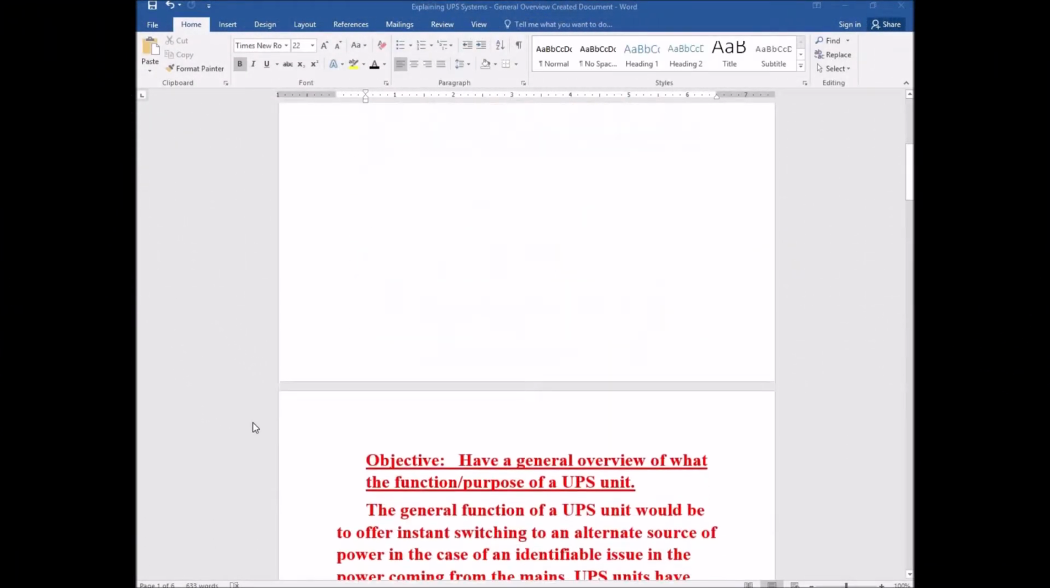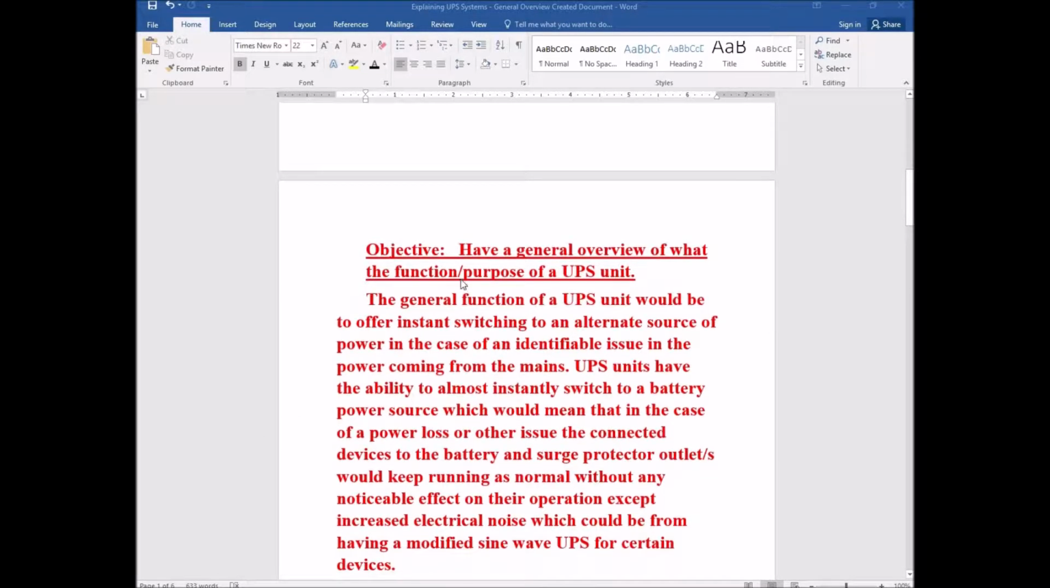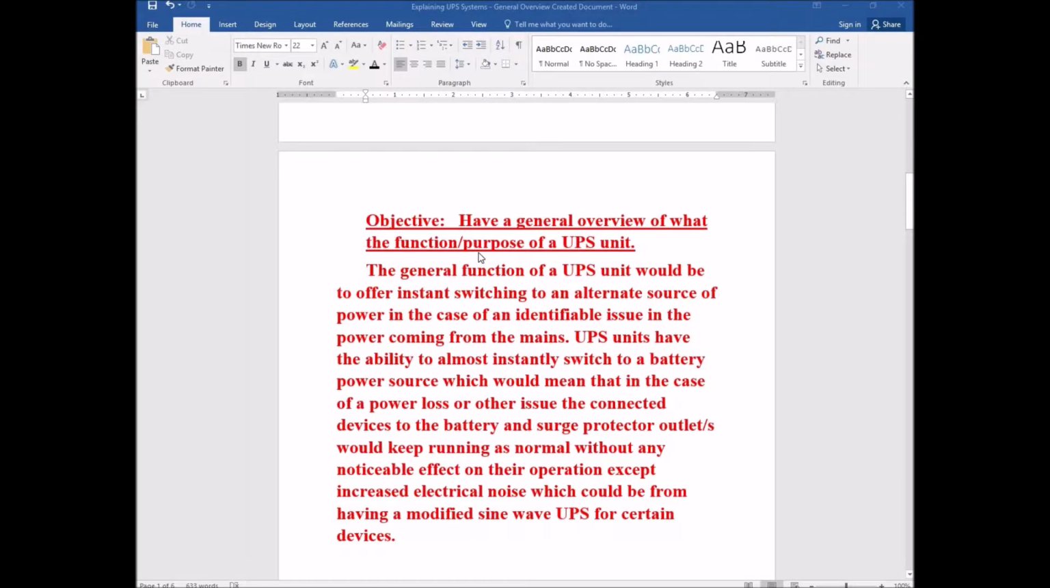Okay, so let's start this video lesson with our first objective, which is going to be to have a general overview of what the function/purpose of a UPS unit would be. The general function of a UPS unit would be to offer instant switching to an alternate source of power in the case of an identifiable issue in the power coming from the mains.